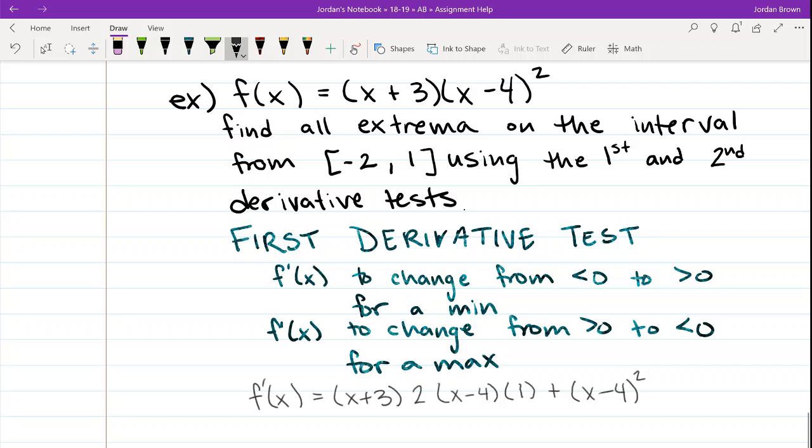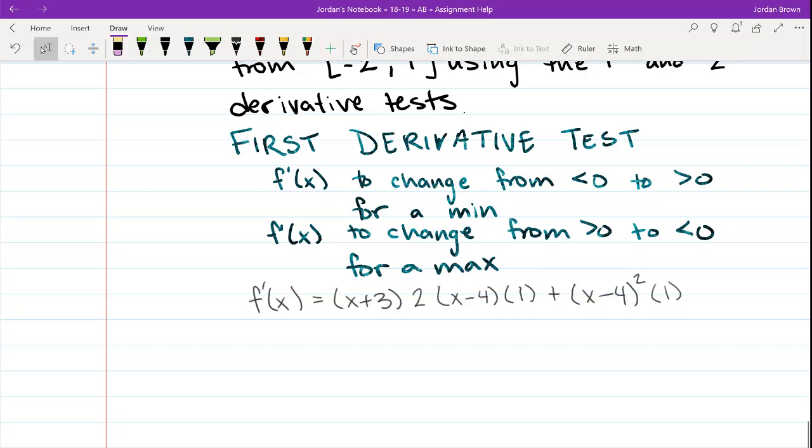Hello, are we back? Okay, so I've got the second, and then the derivative of the first, the derivative of x plus 3, is just 1. Are you all with me on the derivative of that?